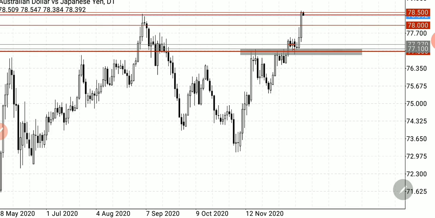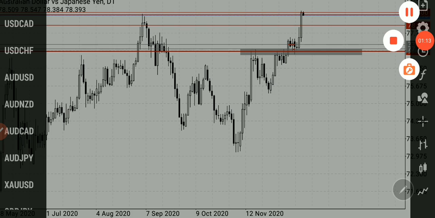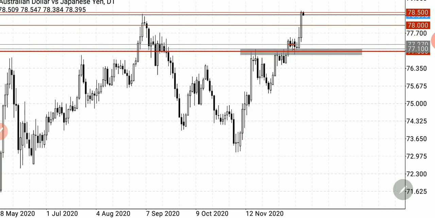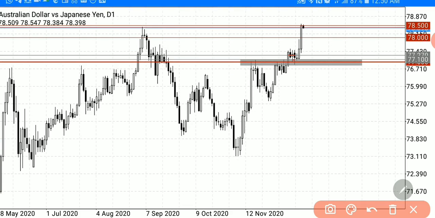On my screen here, you see the Aussie yen on the daily time frame. In my previous video I made what I'll call a signal or an analysis of where the Aussie yen may go, and I made some projections and put some of my points to take profits here. I opened some very small positions, 0.01 here and 0.03 around here.